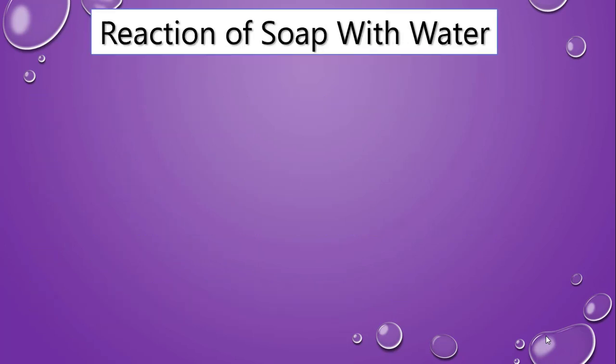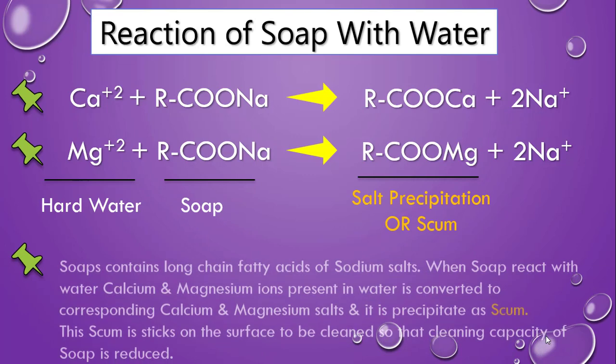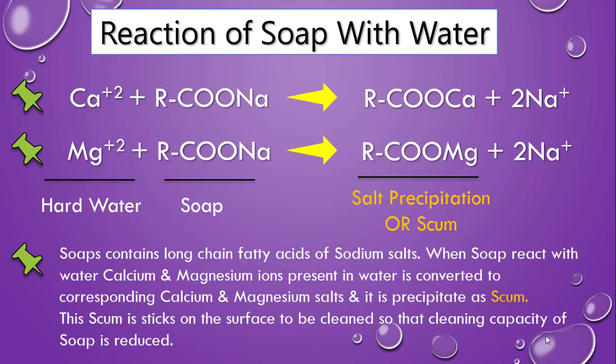To understand clearly, we look at the reaction of soap with water, and in this section you will also find the reason why hard water produces less lather with soap. Here you can see in the reaction, hard water reacts with soap and precipitates as scum. Here I represent calcium and magnesium ions as hard water and RCOONa as soap, and when they react with each other, they produce RCOOCa and RCOOMg, which is salt precipitation or scum.